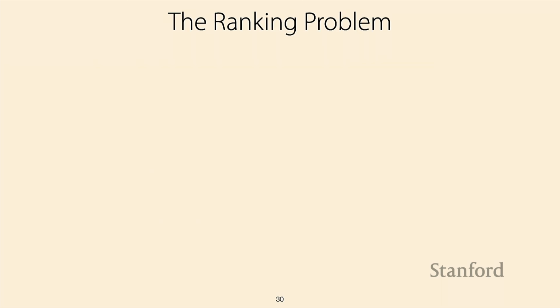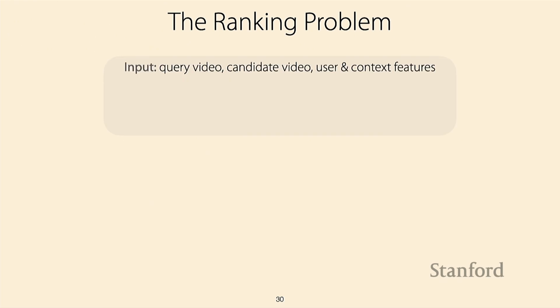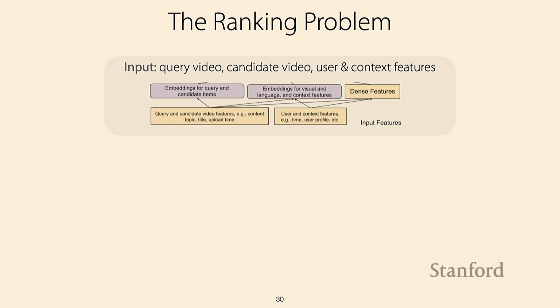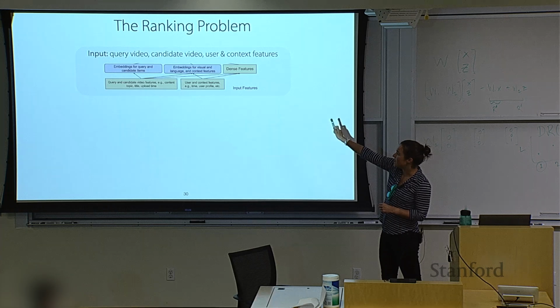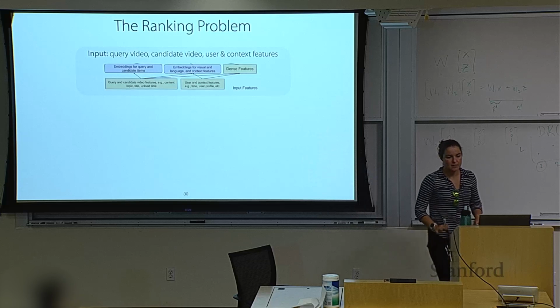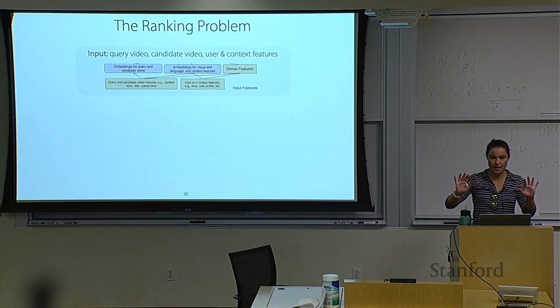Cool. So in this ranking problem, the input is, again, the information about the query video, information about the candidate video, and also information about the user and other context. In particular, those input features are shown in the bottom yellow boxes: features of the query and candidate video, and features of the user in the context.